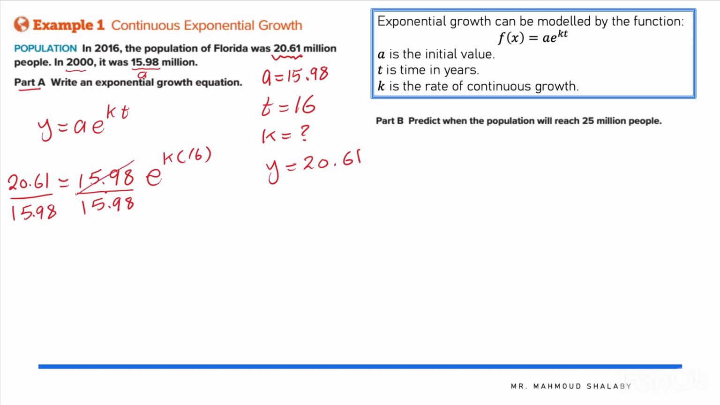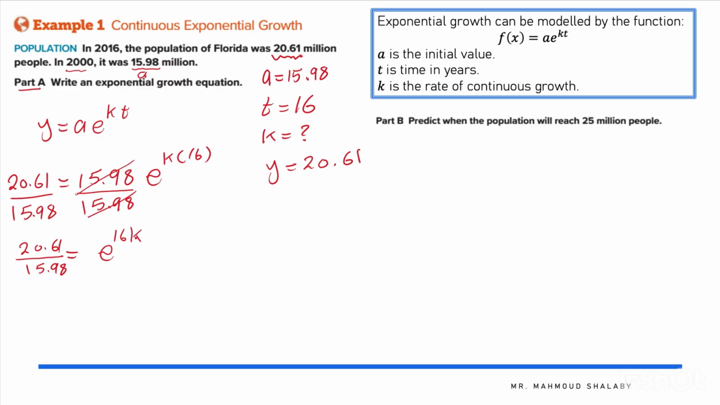So this will be cancelled. So we will have remaining on the other side. You don't have to solve it now, so you can still leave it at 20.61 over 15.98. On this side we will have e power of k multiplied by 16, which is 16k.